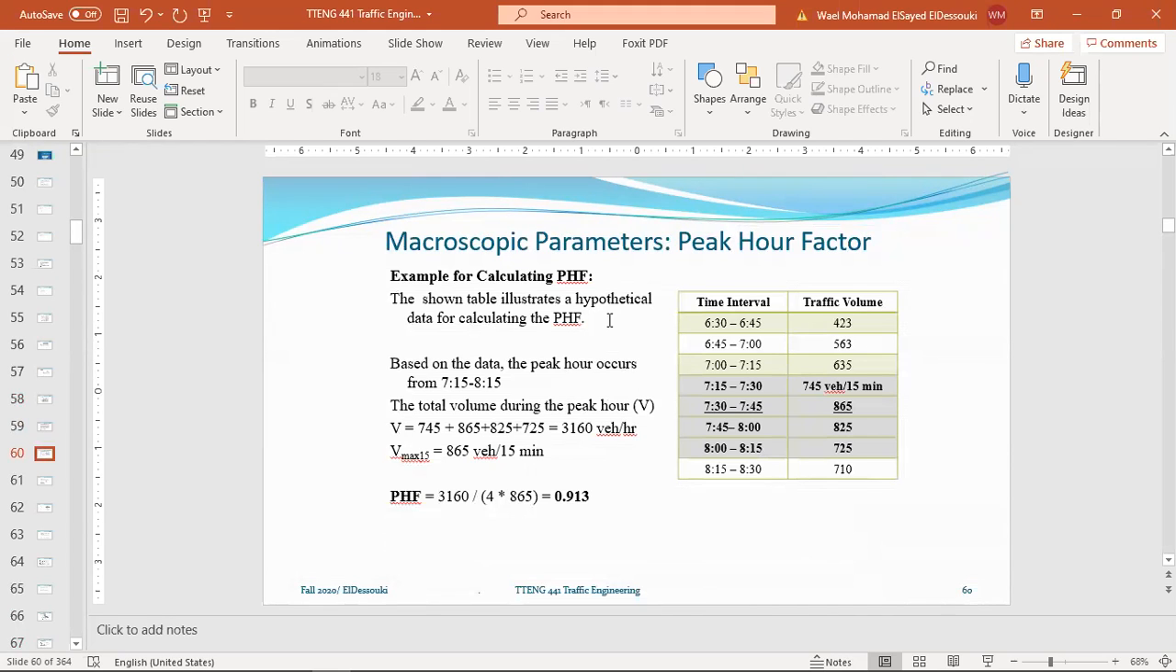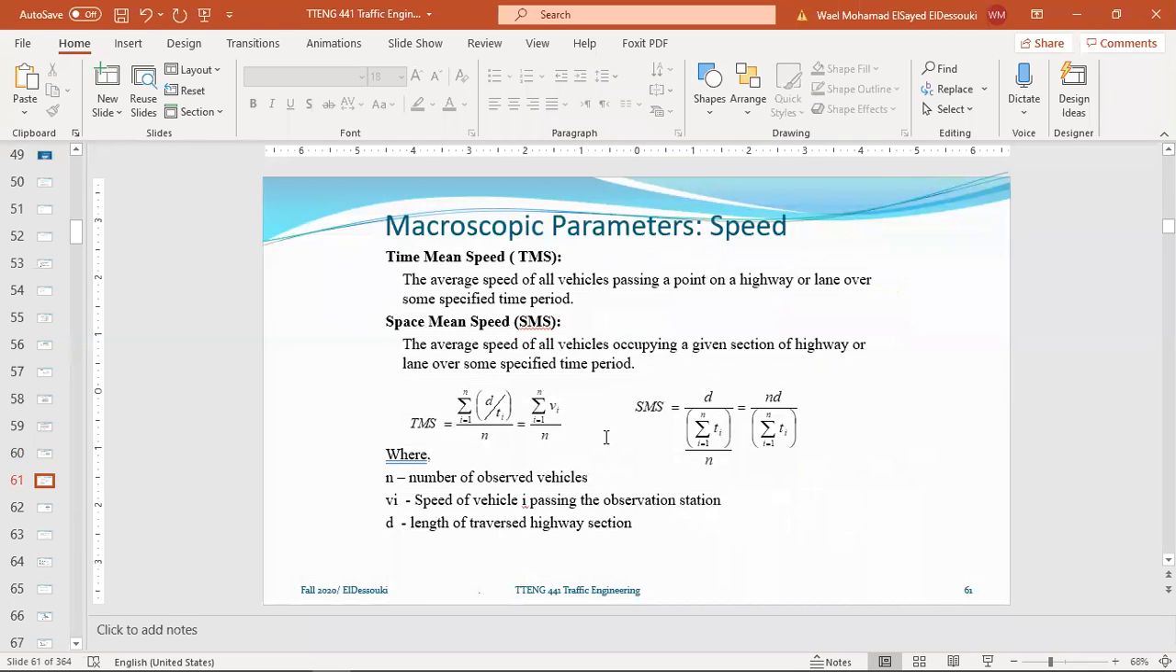That was an example on how we calculate the peak hour factor, and we identified here that the peak hour is from 7:15 to 8:15, and you have this in the previous recordings. You can refer to it. We are not going to elaborate. The second parameter is the traffic stream speed.